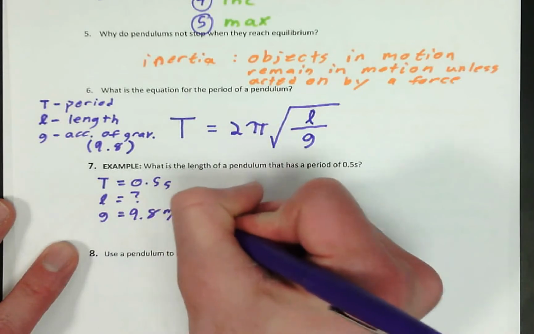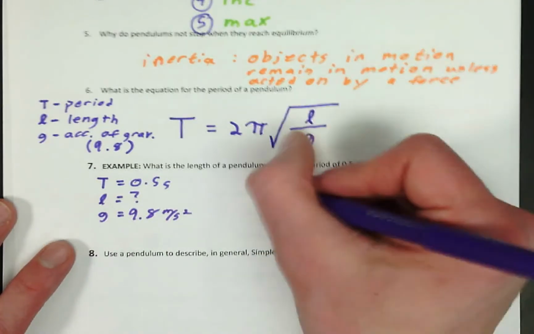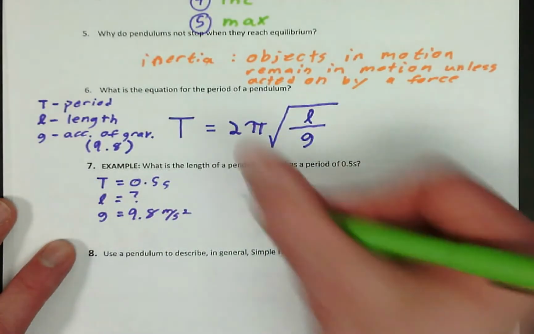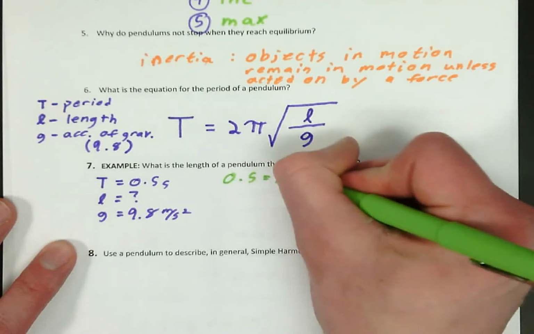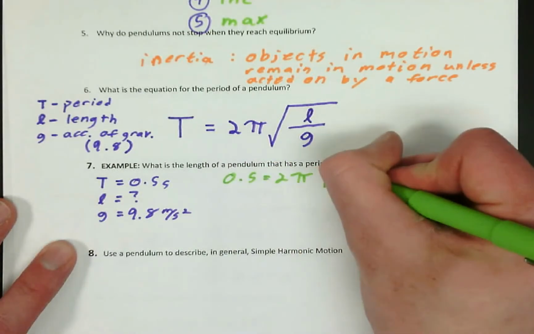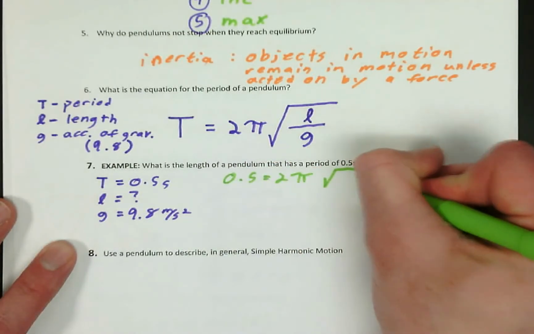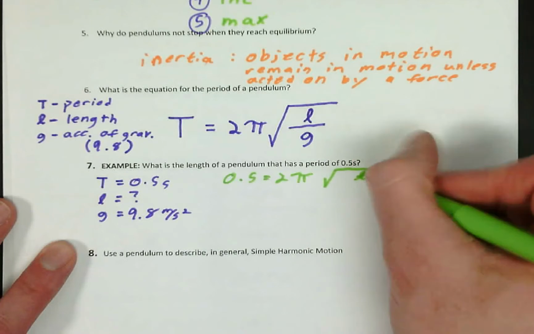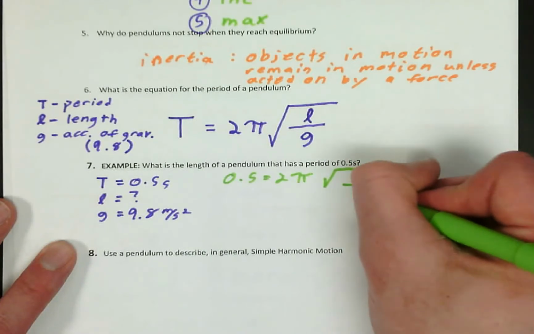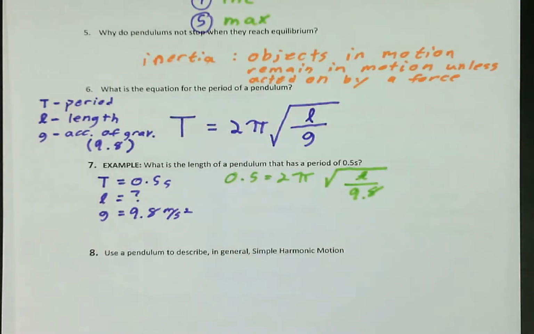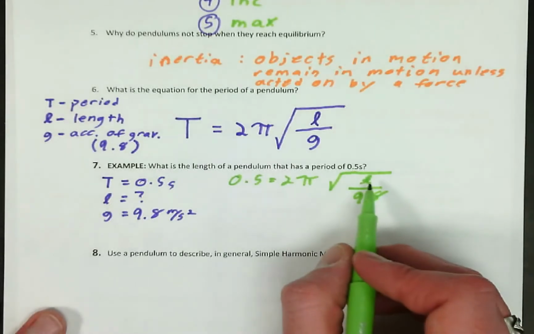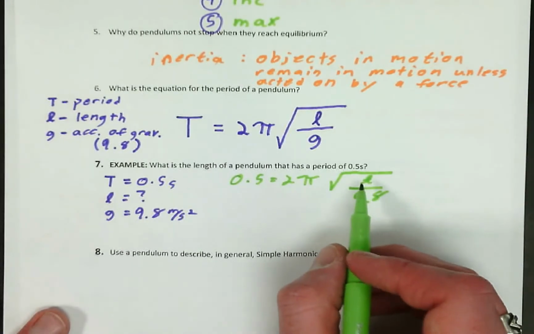So now we just plug the numbers in and solve. That's a little easier said than done. So 0.5 equals 2 pi times the square root of L over G. I'm looking for L. G is 9.8. Okay, and I'm just trying to get everything to the other side. L's under the square root. That looks kind of scary. We'll come back to that later.